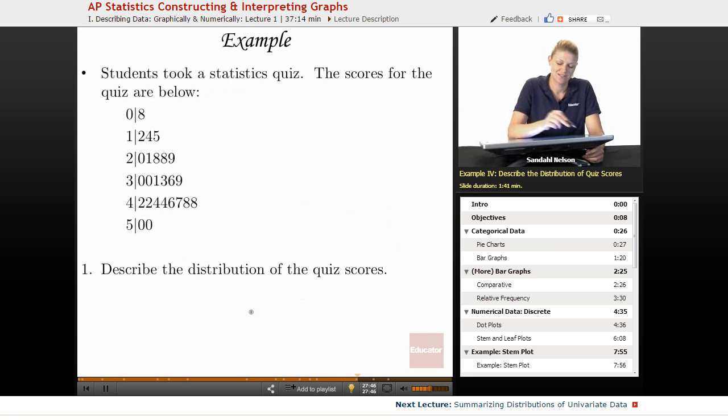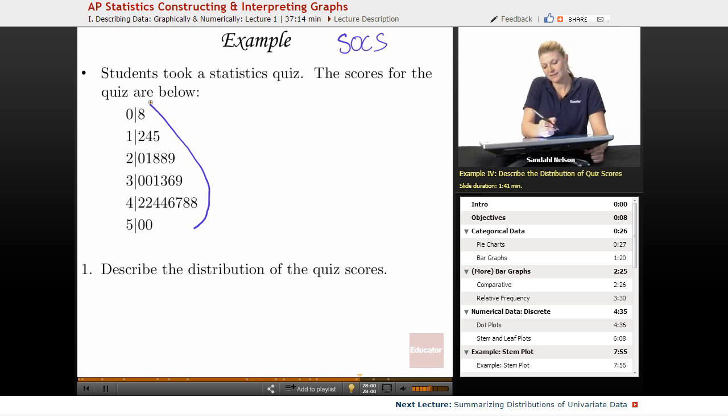Okay, so this says, students took a statistics quiz. The scores for the quiz are below. Describe the distribution of the quiz scores. Perfect, so we know that means we're going to want to give the socks. Okay, so first we should draw our little curve along it. And in this case, kind of shift it in your head. I would ski down this way, and we're always reading the number line smallest to biggest. So we'll say that it's slightly skewed left.